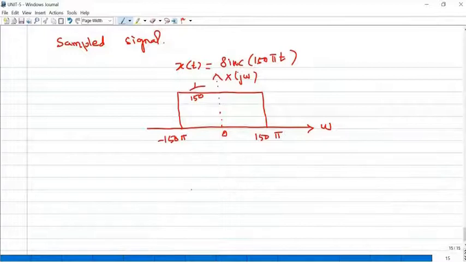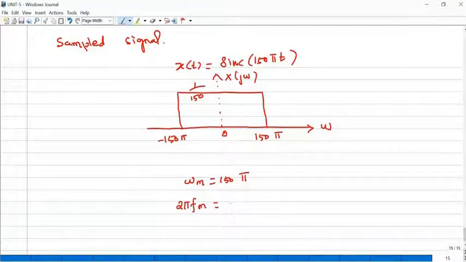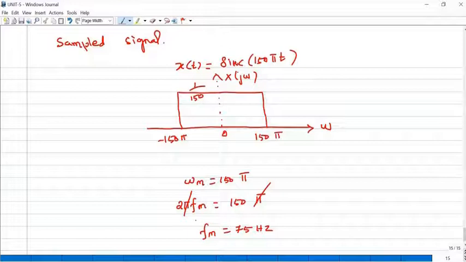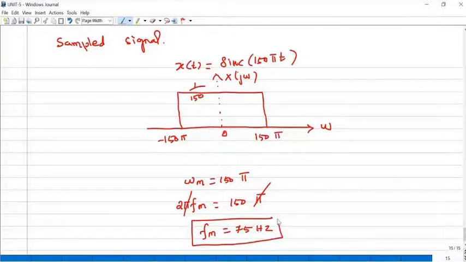So here 2 pi Fm, that is omega m, equal to 150 pi. Or 2 pi Fm equal to 150 pi. Pi will be cancelled. Fm equal to 75 hertz.